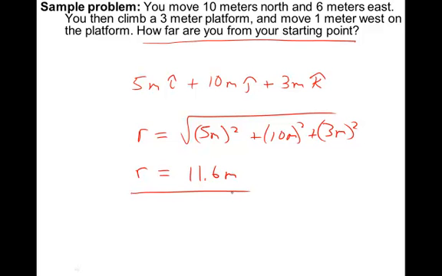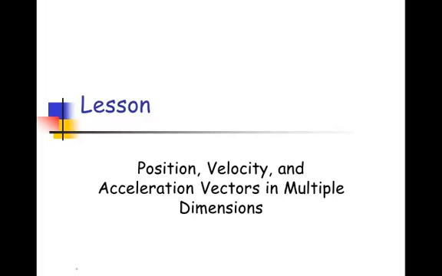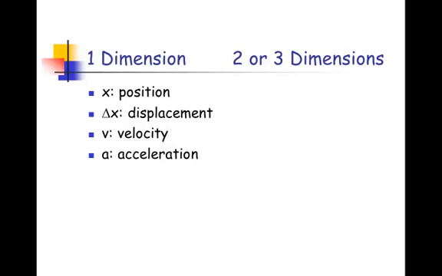So pretty straightforward. I think this is a review for most of you. All right, now let's look at the position, velocity, and acceleration vectors in multiple dimensions. So in one dimension, we were used to a position of x, a delta x as the displacement, a v as the velocity, and a as the acceleration.